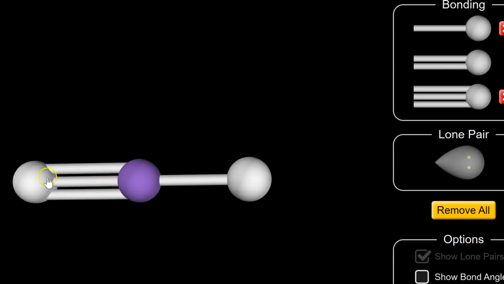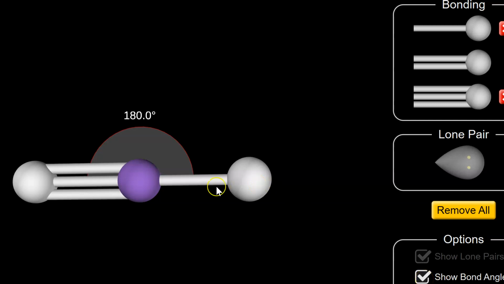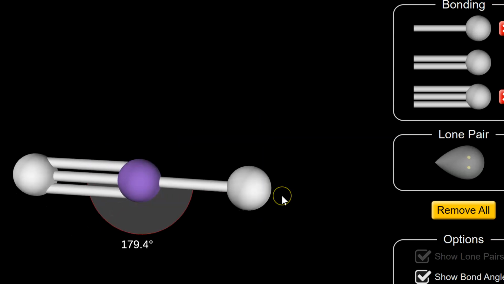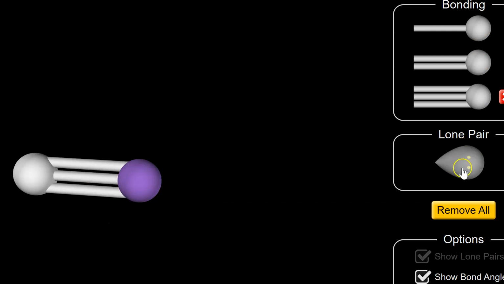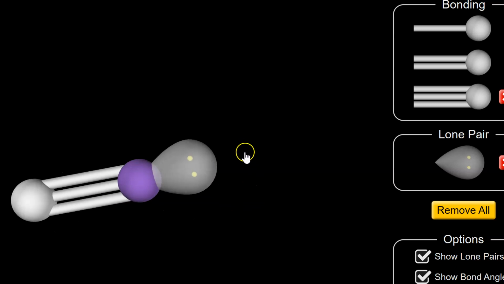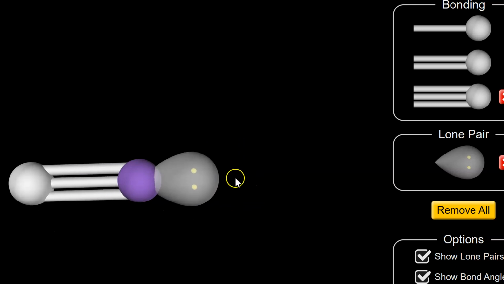You can see here I've replaced a single bond with a triple bond, but again, this bond angle is 180 degrees because the steric number is still 2. And again, you can make the molecule bend a little bit, but it's always going to return to 180 degrees because of electron-electron repulsion. I could replace the bond with a lone pair, and you can see the lone pair still is orienting away from the bonding pair because again, there's electron-electron repulsion between the 2 electron domains.